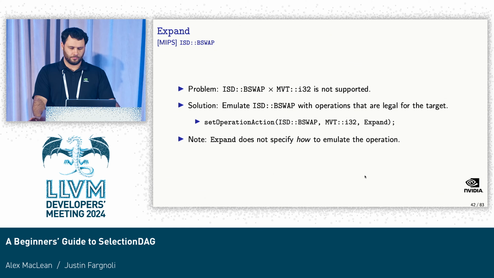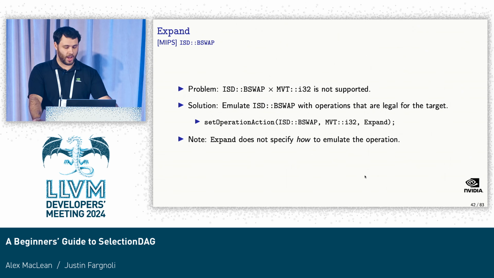Next, expand. MIPS does not support the byte swap operation on I32. Byte swap is just reversing the bytes in a particular value. Our solution here is to ask SelectionDAG to emulate the byte swap operation with a DAG of operations that are legal for the target. We do this by calling setOperationAction for byte swap I32 and asking SelectionDAG to expand it. An important side note, expand does not specify how we emulate the operation. It's just requesting SelectionDAG to put in another DAG of legal nodes that properly emulate it.